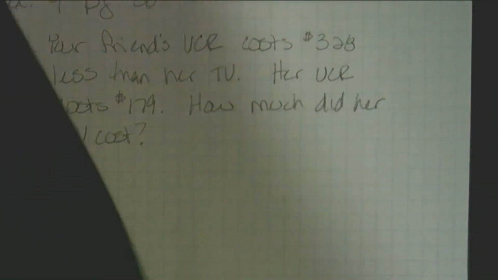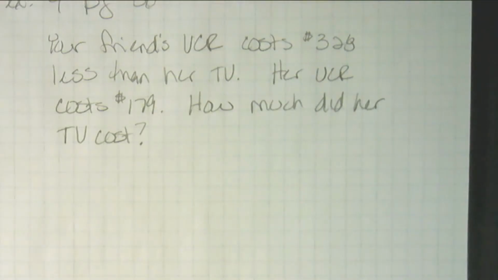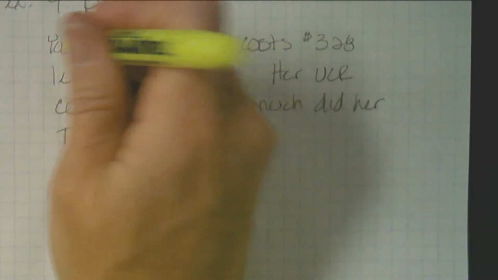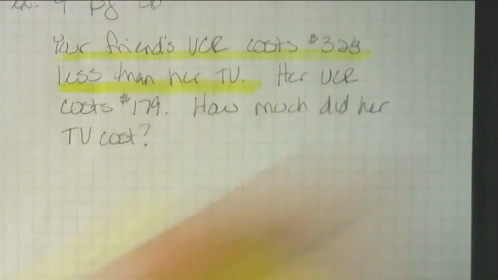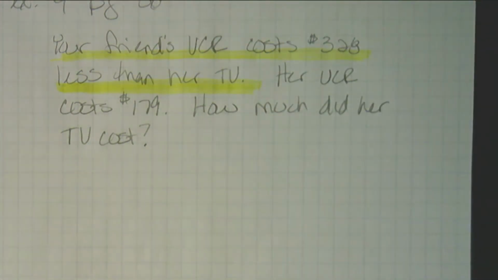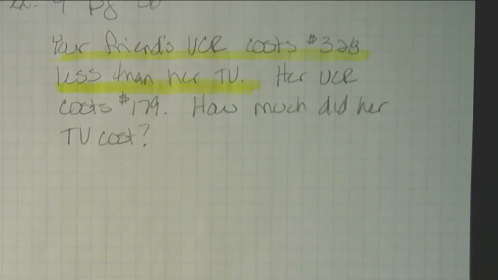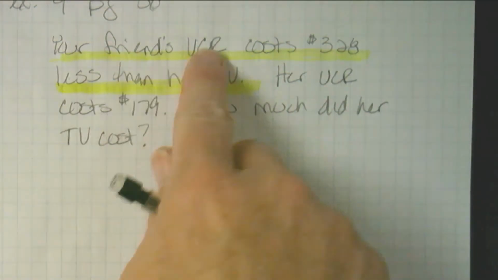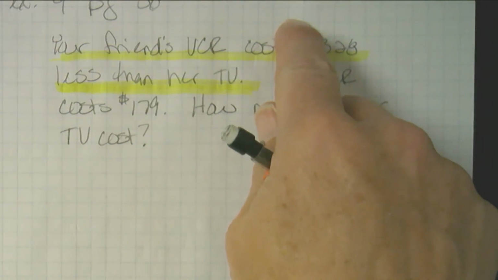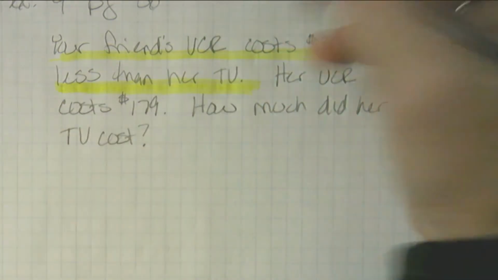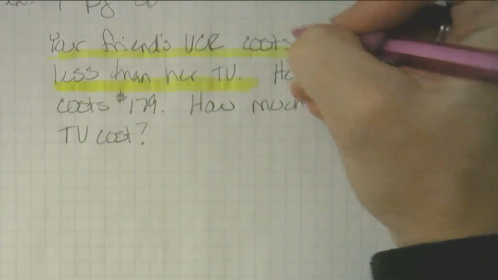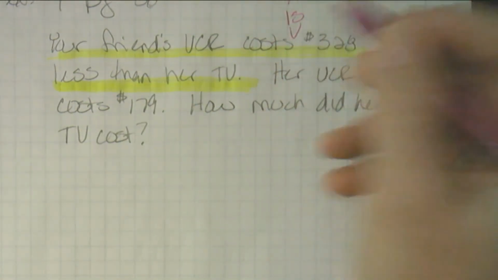Okay. How many of you guys noticed that first sentence is a math sentence? Did you guys see that that was kind of a math sentence? Friend's VCR cost is $325 less than the TV. So I'm going to throw that word "is" in there, because there's our is.